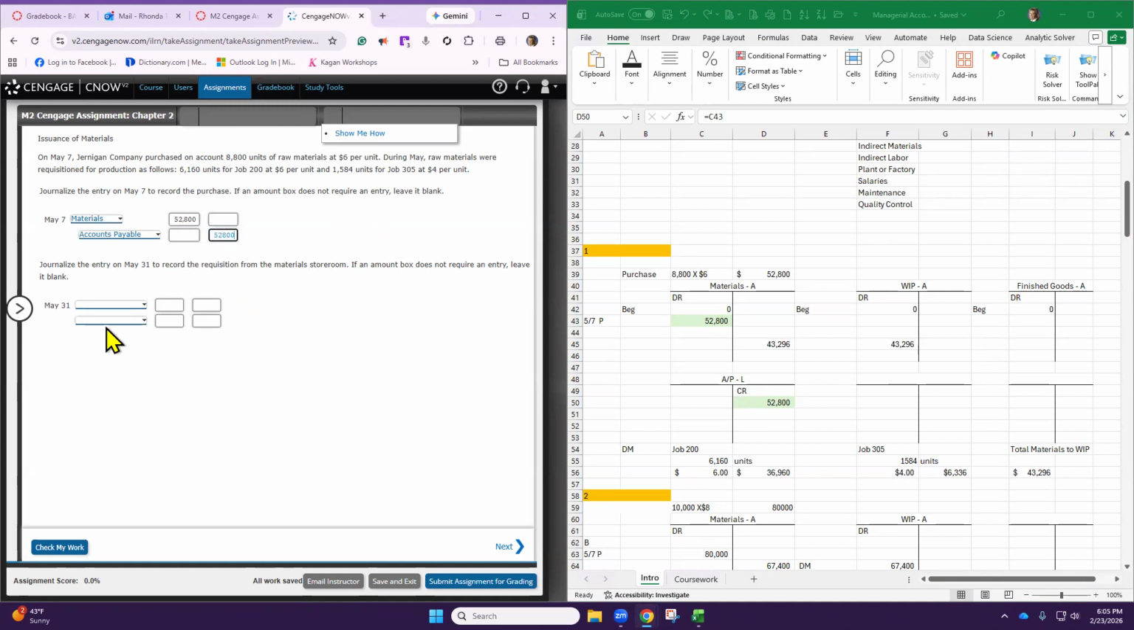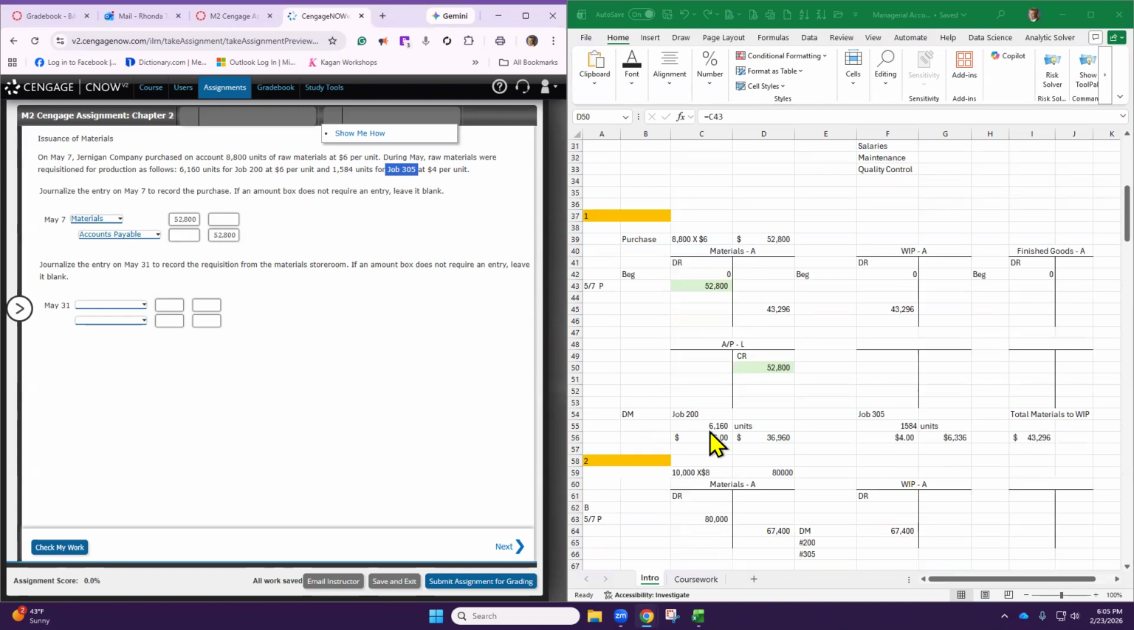Right, and now we're going to journalize the entry on May 31st to record the requisition from the material storeroom. So it says raw materials were requisitioned for production. So we have one job that's number 200 and one job that's number 305. Okay, so here's how many units. Job 200 at 6, and here's how many units. Job 305 at 4. So here we are. Be sure to label units. Okay, always label units and always label dollars, dollar signs. It will help you a lot.